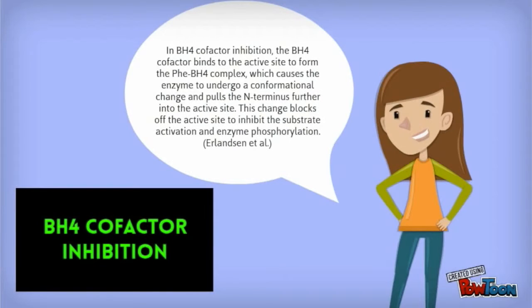In BH4 cofactor inhibition, the BH4 cofactor binds to the active site to form phenylalanine BH4 complex, which causes the enzyme to undergo a conformational change and pulls the N-terminus further into the active site. This change blocks off the active site to inhibit the substrate activation and enzyme phosphorylation.